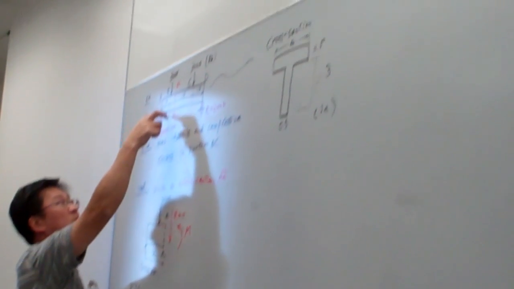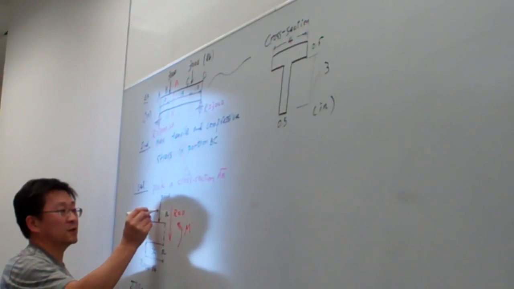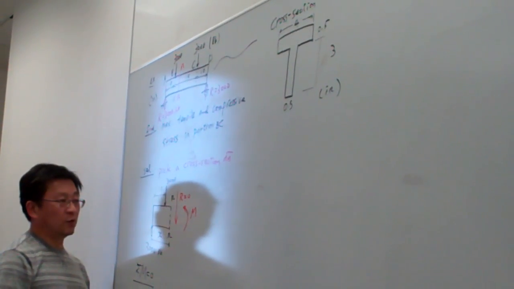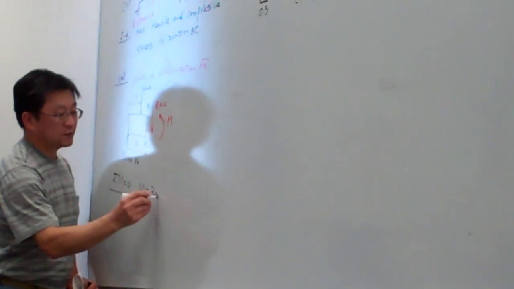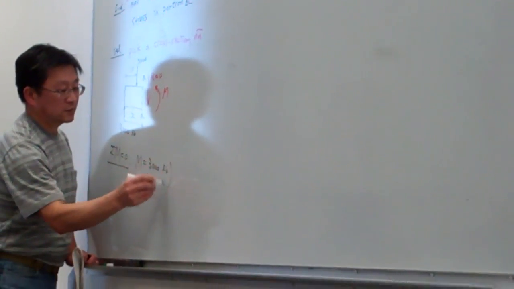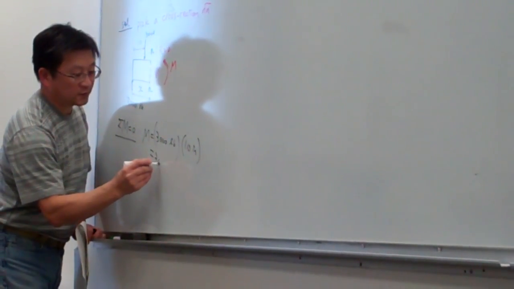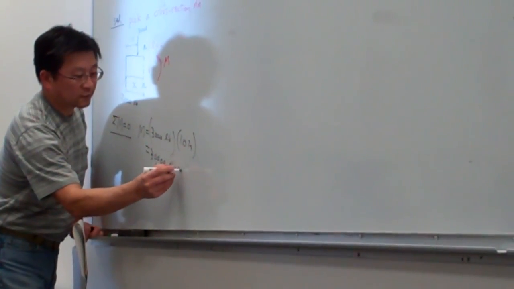AB is 10 inches, BC is 15, and here is 10. So from here is equal to 10 inches. So we take the moment equal to 0, so that means M should be equal to 3,000 pounds multiplied by 10 inch. So that is 30,000 pound inch, right?